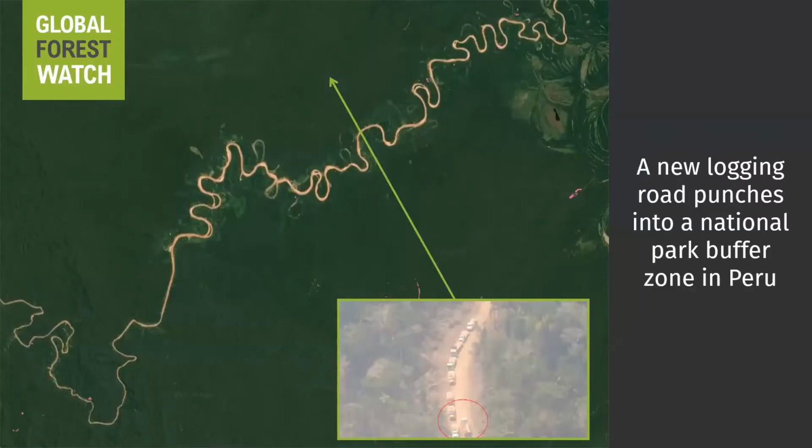Here's an example of what you can see on the GFW platform. This particular data set is the near real-time GLAD deforestation alerts. Those are the pink dots that are appearing on the screen. This GIF visualizes tree cover loss spreading, indicating a new logging road entering a national buffer zone in Peru.